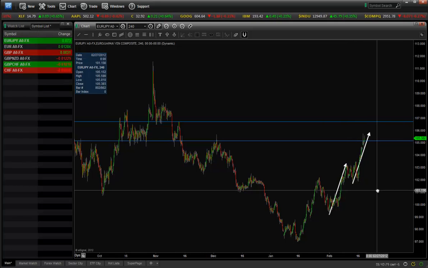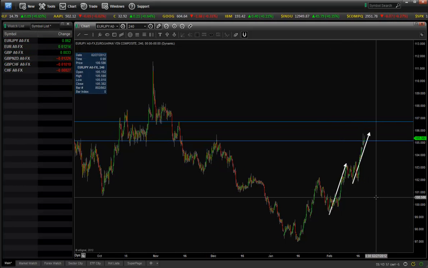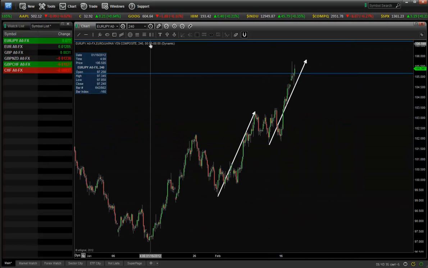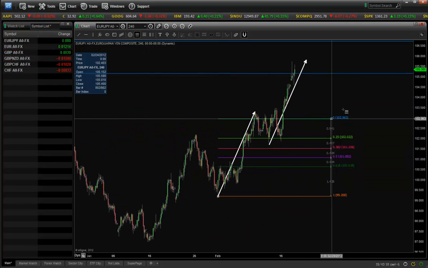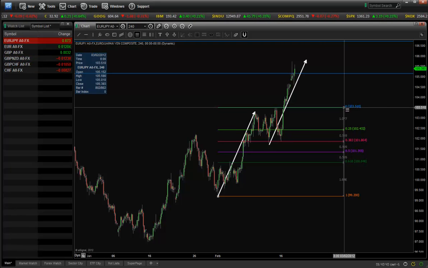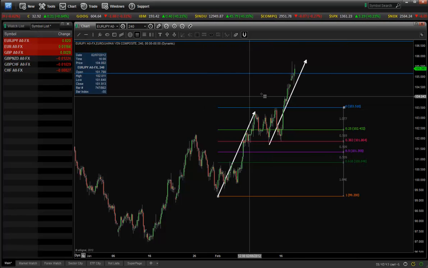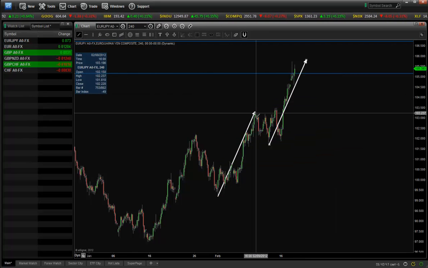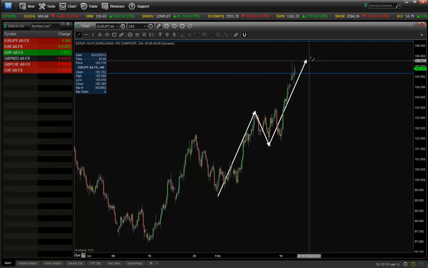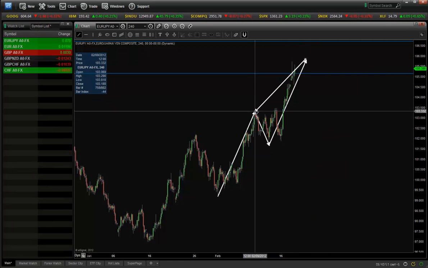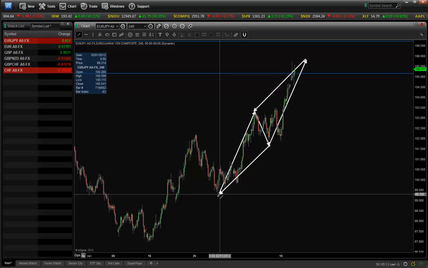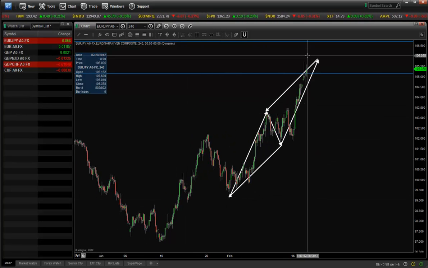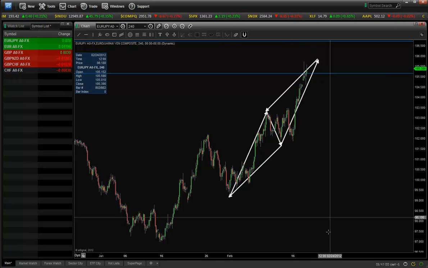And so, you know, it's one of those things with ABCD pattern completion, nice harmonic move there. We did not get a 382 retracement, so I cannot call this a... Oh, yes, we did. We did get a 382. So this is an official ABCD pattern. ABCD identified here. Just draw this in for you. ABCD pattern up into the area that we're in now.